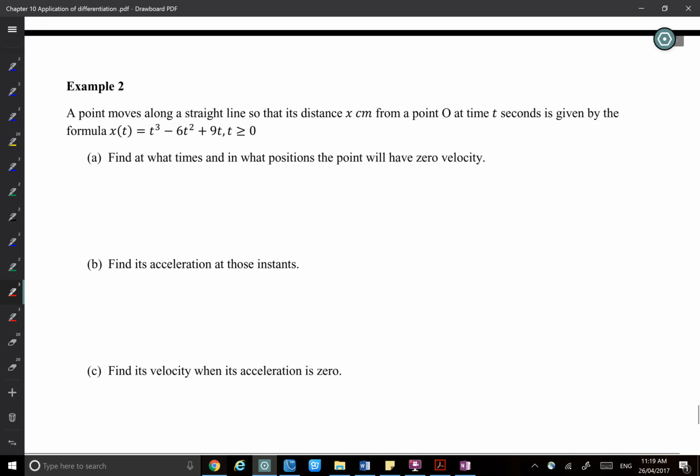And have a look at the next one. A point moves along a straight line so that its distance x centimeters from point O at t seconds is given by x(t) equals to that. At what time and in what position does the point have velocity equal to 0?